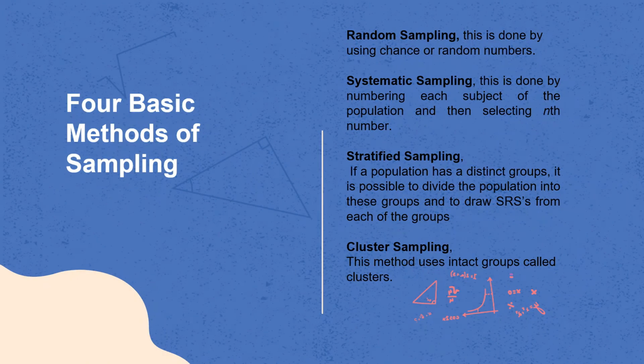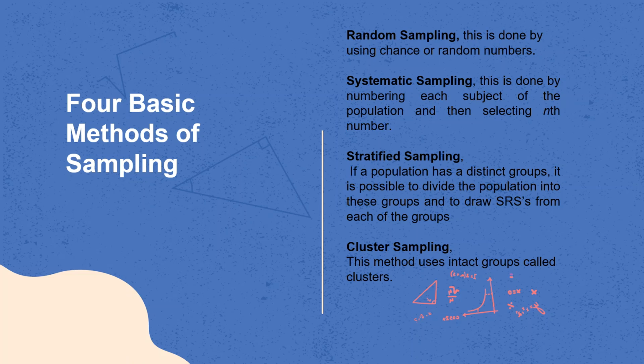There are four basic methods of sampling: the random sampling, the systematic sampling, the stratified sampling, and the cluster sampling. For the random sampling, this is done by using chance or random numbers. For the systematic sampling, this is done by numbering each subject of the population and then selecting every nth number.